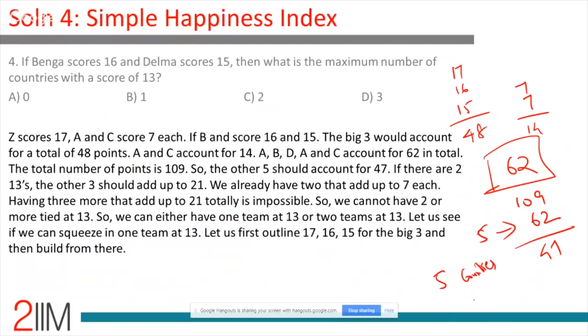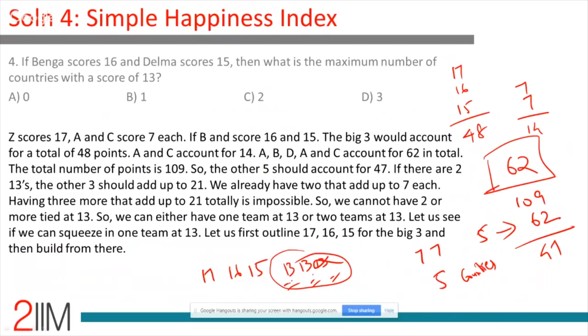And so what is the maximum number of countries with a score of 13? We have a 17, 16, 15 in the bag. This end we have a 7 and 7. How many 13s can we have? That's what this question is all about. Now think about this. Remaining 5 countries add up to 47. And so if we had 3 13s, those 3 will add up to 39. The last 2 should add up to 8. Not possible. The minimum score is 7. So 3 13s is ruled out.